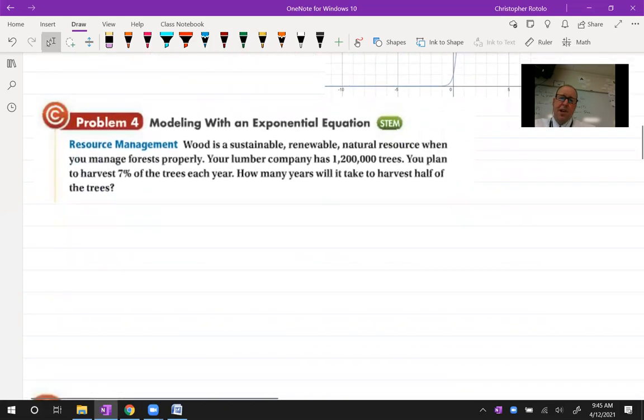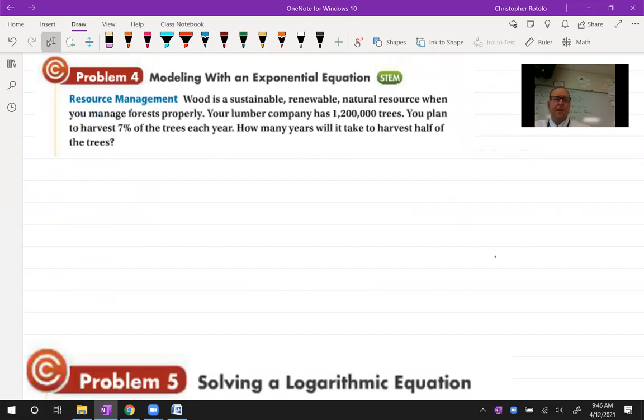All right, so this is where the chapter really falls into place. Okay, so wood is a sustainable, renewable natural resource when you manage the forest properly. Okay, your lumber company has 1.2 million trees, and you plan to harvest 7% of the trees each year. How long will it take you to harvest half the trees? Okay, so I have 1,200,000. I want to know when there's half of that. Well, half of that would be 600,000.